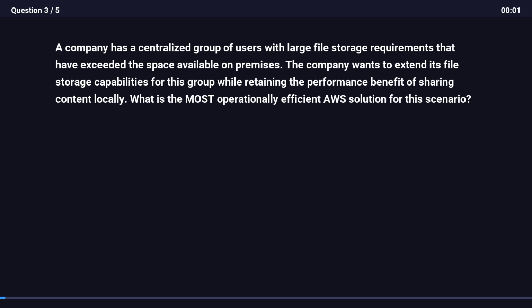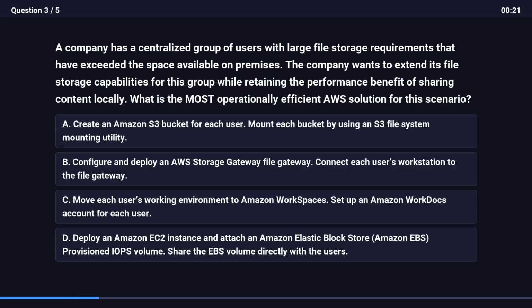A company has a centralized group of users with large file storage requirements that have exceeded the space available on premises. The company wants to extend its file storage capabilities for this group while retaining the performance benefit of sharing content locally. What is the most operationally efficient AWS solution for this scenario? A. Create an Amazon S3 bucket for each user. Mount each bucket by using an S3 file system mounting utility.